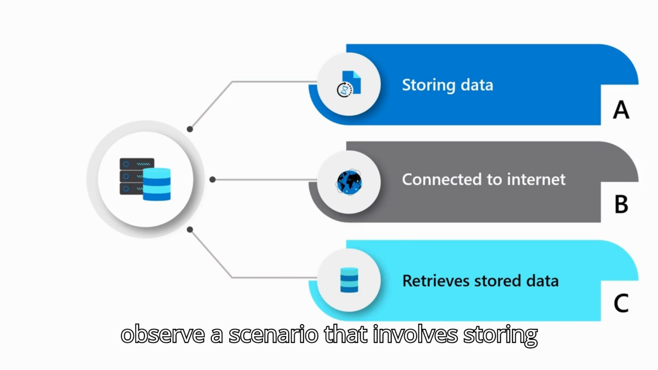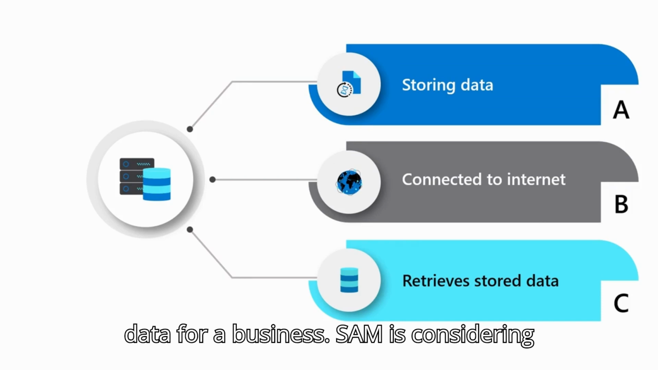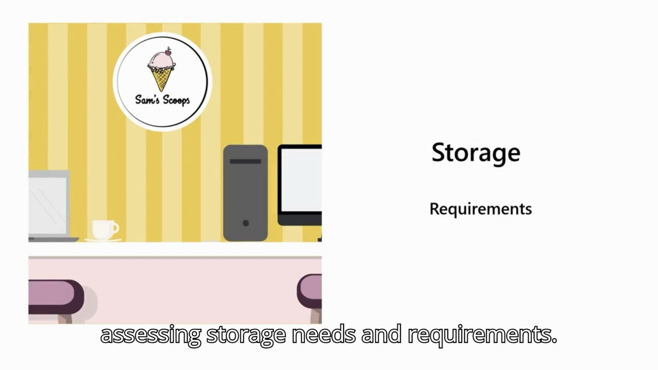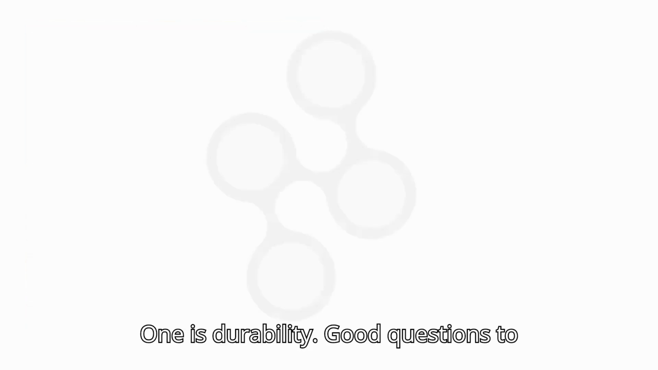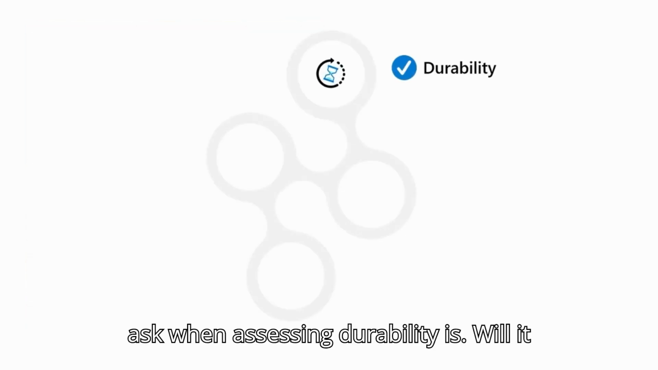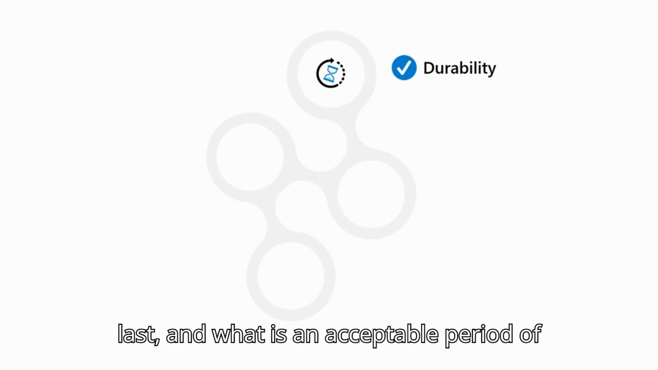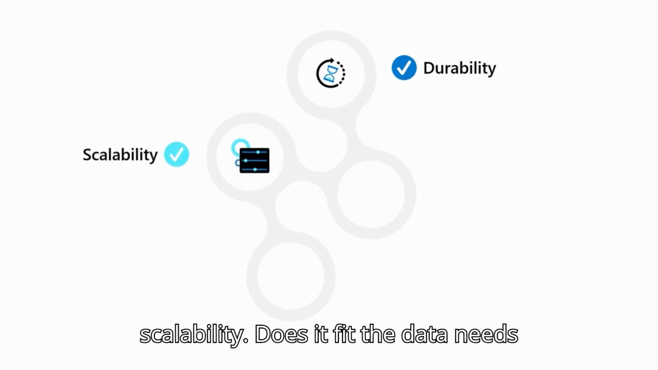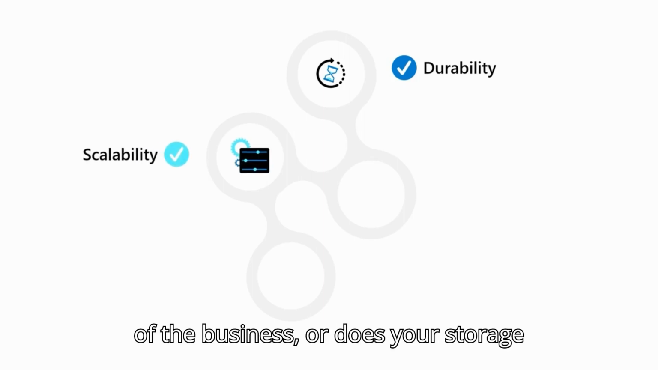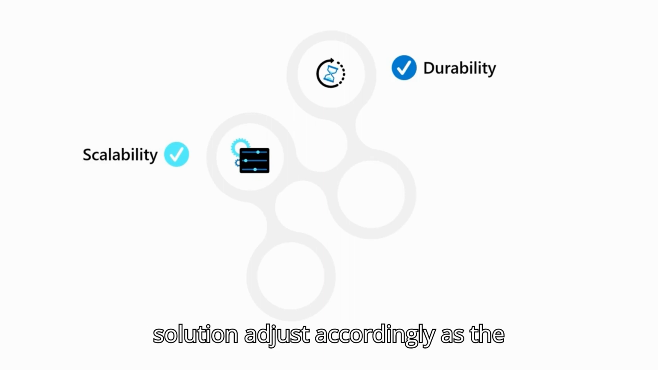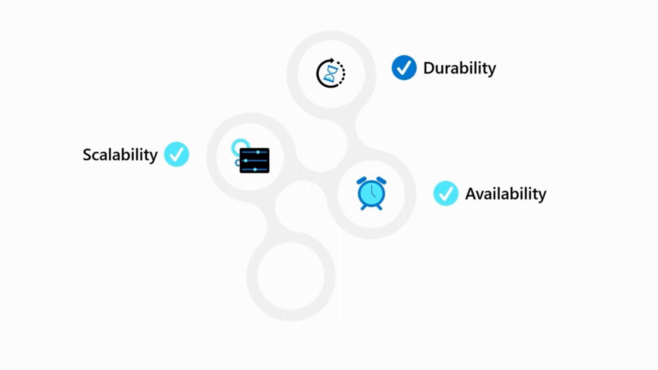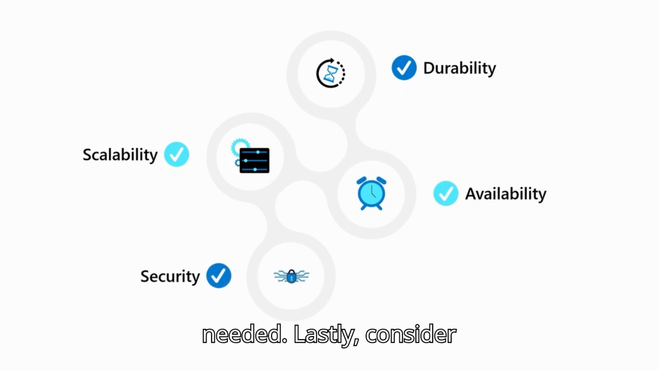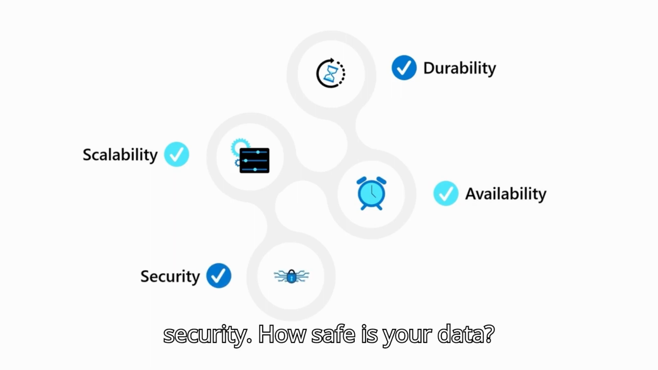Before continuing, let's observe a scenario that involves storing data for a business. Sam is considering the storage needs for Sam Scoops. Here are some important considerations when assessing storage needs and requirements. One is durability. Good questions to ask when assessing durability is, will it last? And what is an acceptable period of time to measure durability? Another is scalability. Does it fit the data needs of the business? Or does your storage solution adjust accordingly as the business need grows? Next, availability concerns how readily available the data is and when it is needed. Lastly, consider security. How safe is your data?